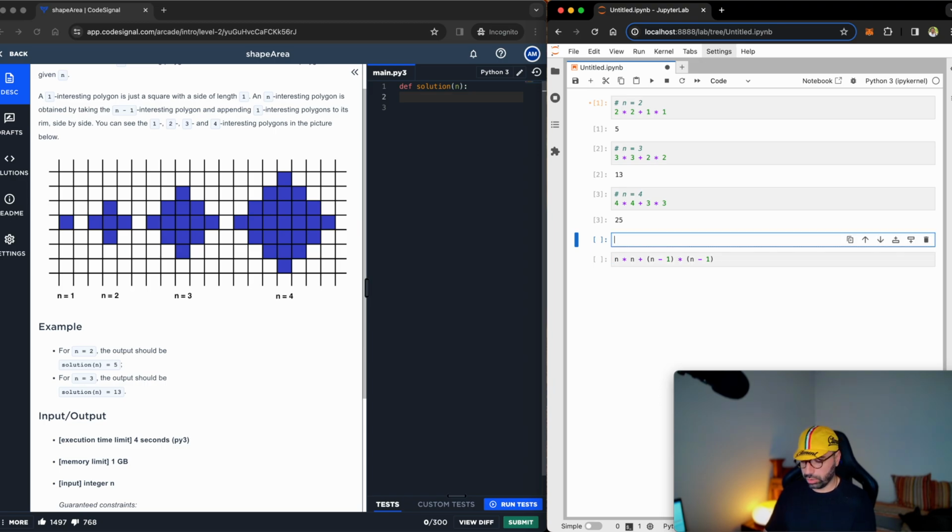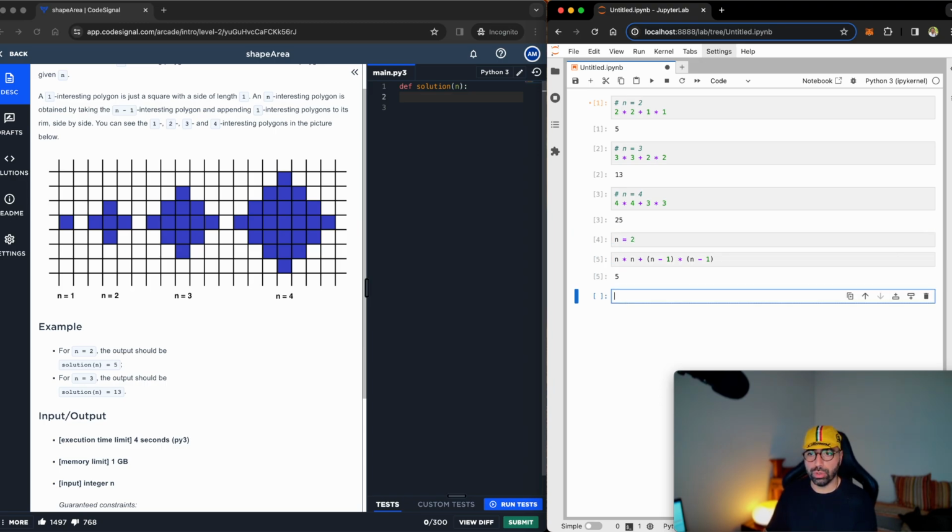And let's start with n equals 2. Run that, I will get 5. What if n equals 3? I will get 13. If I get n equals 4, I will get 25. So I think I've got it right.